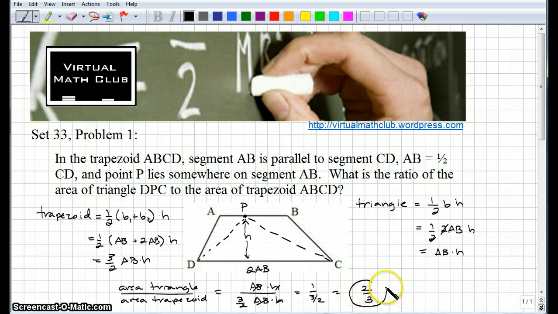Okay? So there you go. There's the answer. The area of the triangle is 2/3 the area of the trapezoid, no matter where you put P. So that's kind of cool.